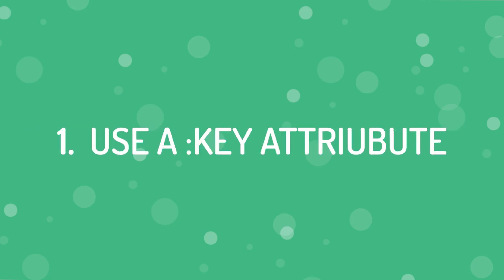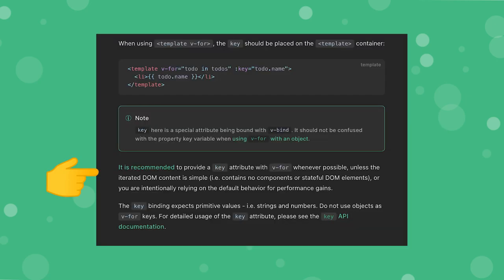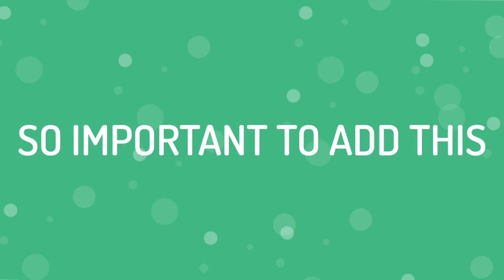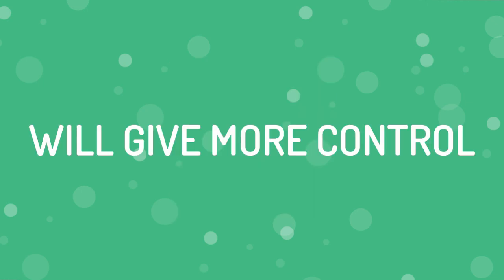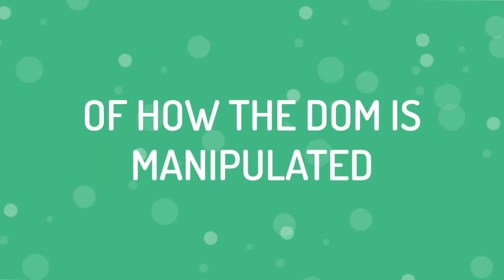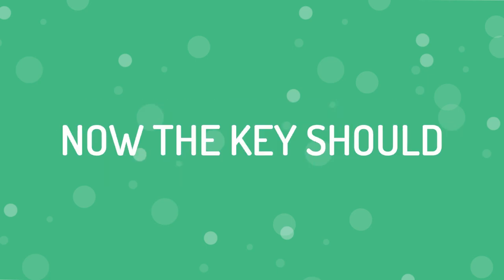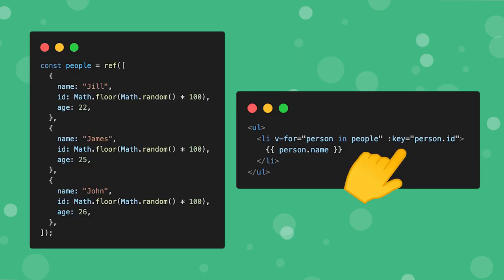So this first tip is a very common best practice, and that is you should always be using a key attribute with your v-for loops. The Vue documentation recommends whenever possible that we add a key to our v-for loop. Now, the reason why it's so important to add this is because this is how Vue is going to keep track of that particular element within that list that we're iterating through. And it's going to give us more control on how the DOM is going to be manipulated. Now, the key that you define should also be unique, so it's a very common practice to add something like an ID for that key attribute.